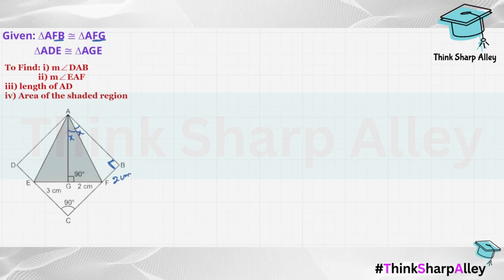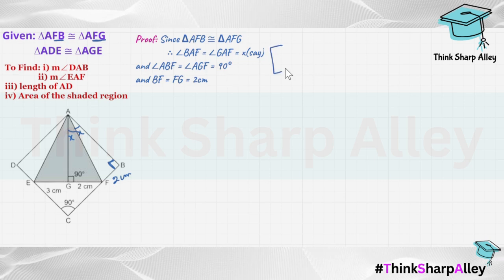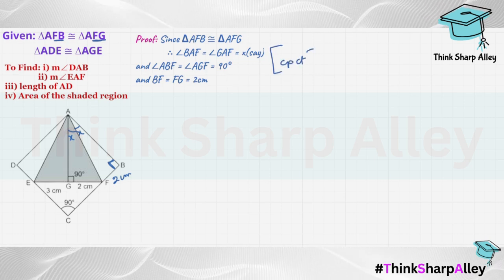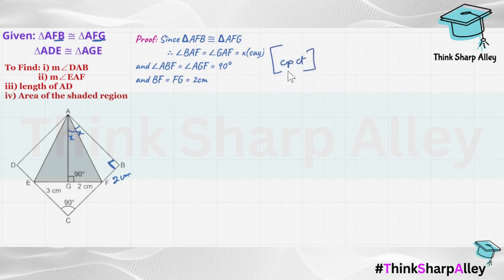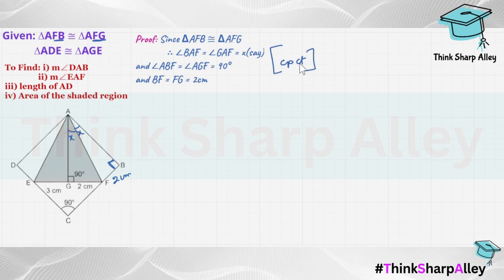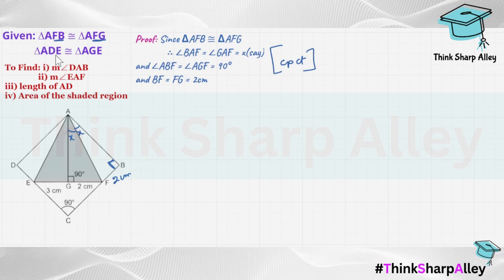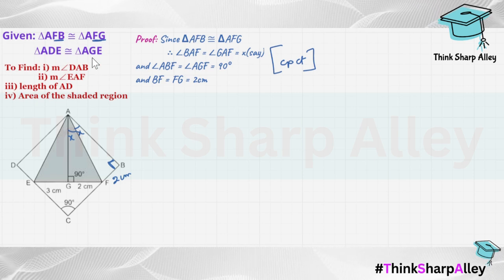Let's write these things down. All the reason would be CPCT, which means corresponding parts of congruent triangles are equal. Now let's do the same thing with the second set of triangles given.